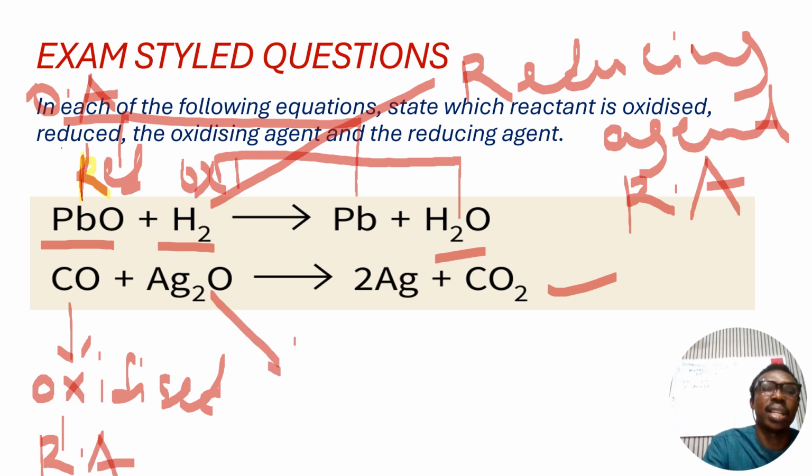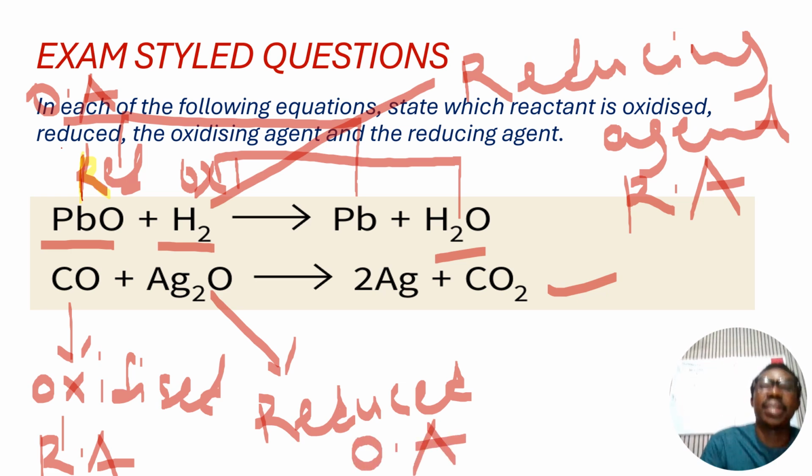Why is silver oxide reduced? The substance that oxygen is removed from is reduced. So silver oxide is the oxidizing agent. So it's as simple as ABC. It is just for you to identify the substance that is oxidized and the substance that is reduced. The substance that is oxidized is the reducing agent, while the substance that is reduced is the oxidizing agent. So it's very, very simple. Attempt as many questions as possible and feel free to reach out to me.